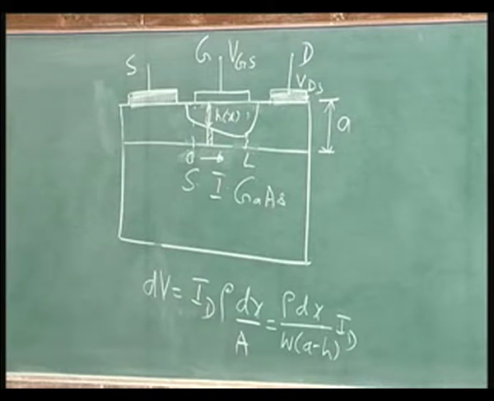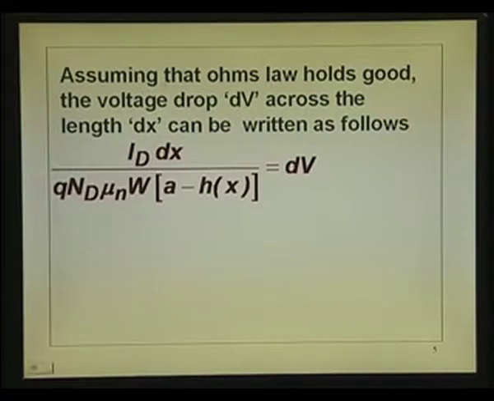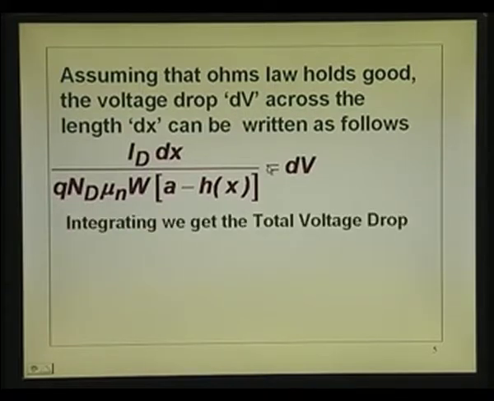So, let us go back to this now. So, when you go back to this slide, I d into d of x, and rho is 1 by q n d mu n, and W, this is the area, and h I put as h of x because it is a function of x. Okay. Now, integrating, now we want to find out what V d s is. Integrating, we get the total voltage drop.